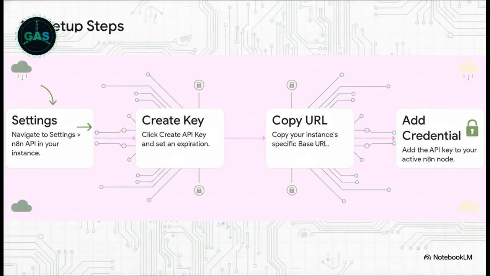Step 1, in your old cloud instance, just head over to Settings and then hit n8n API. Step 2, click Create API Key. You can set an expiration for, say, 30 days, or just let it run indefinitely. Step 3, copy that base URL. And finally, Step 4, add this API key credential directly to the n8n node that's going to handle the migration. And you'll just repeat that exact same process for your new destination instance.